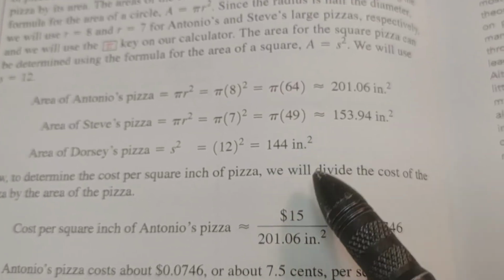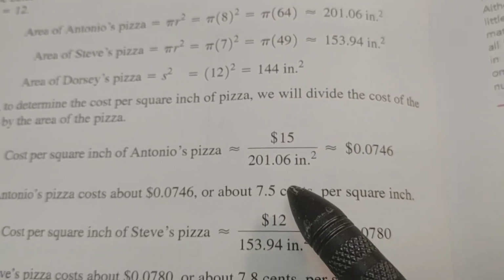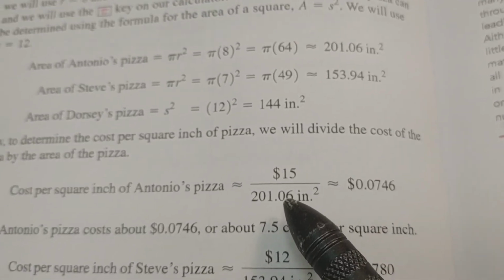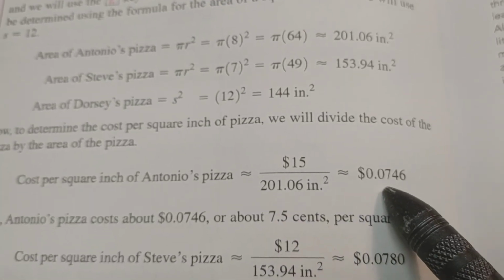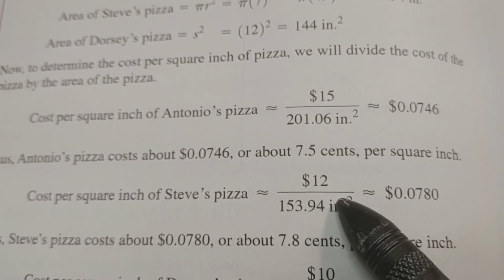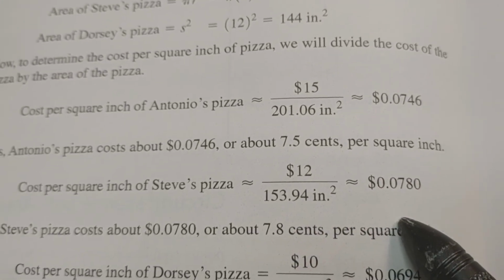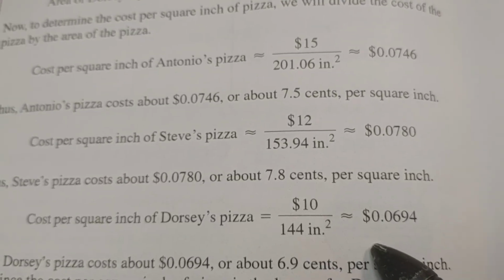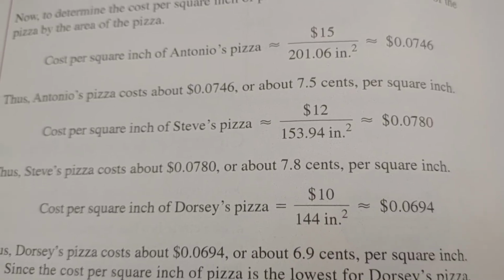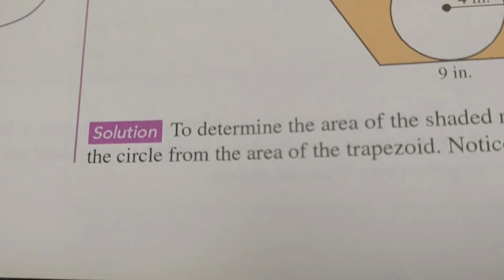Now we're going to take this area and divide it into the price. So 201 square inches goes into $15. We get 7 cents, almost 7.5 cents. This one divides into here, we get 7 cents and 8. Here we get just a little less than 7 cents. So it looks like Dorsey's pizza is the best buy because it's the cheapest.